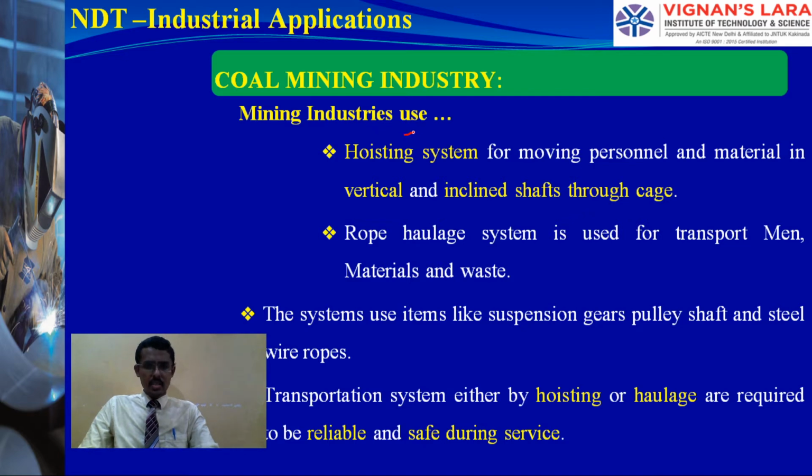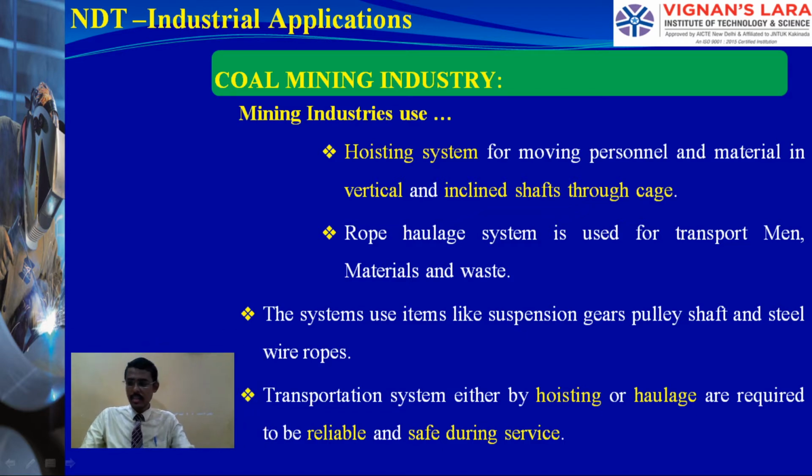The mining industries use a hoisting system for moving personnel and material in vertical and inclined shafts through the cage, that is, through rope systems. The rope haulage system is used to transport men, material and waste, because digging takes place and we want to take all those things out. We take out gold and precious materials from the coal mining sectors, so all the sand and waste materials have to be transported inside and outside.